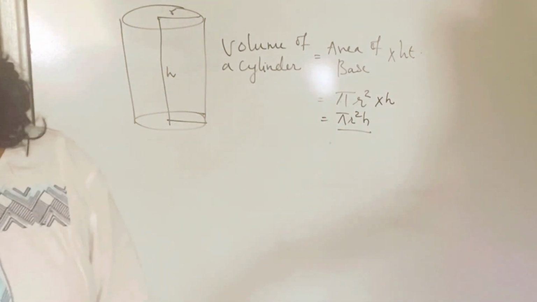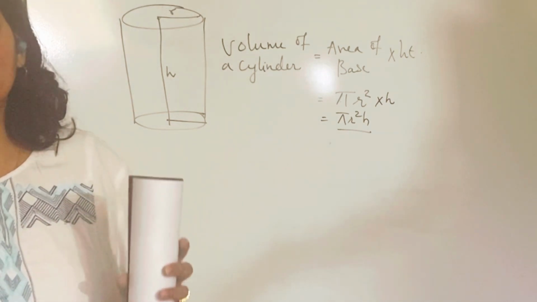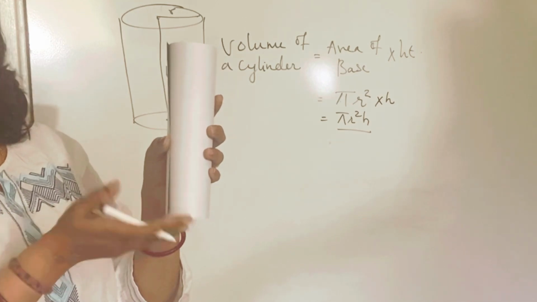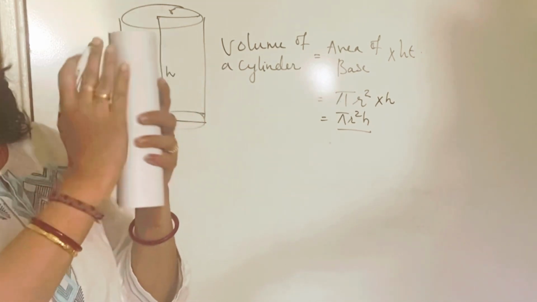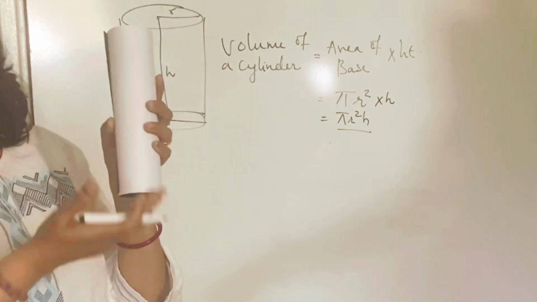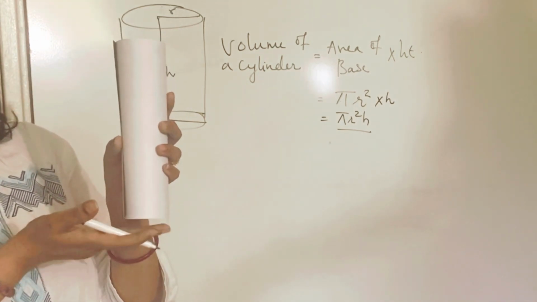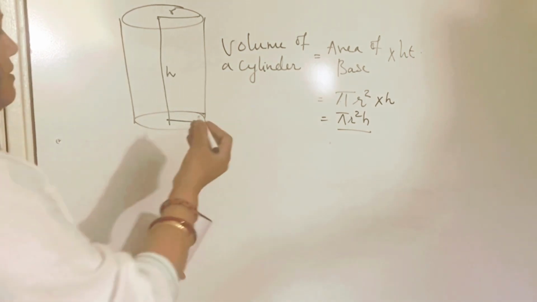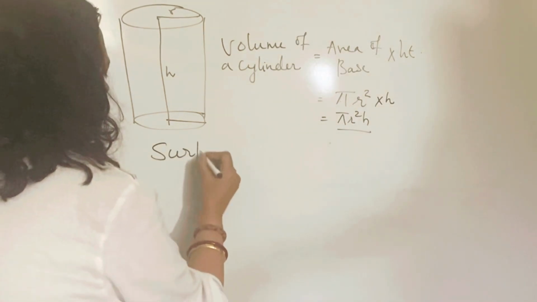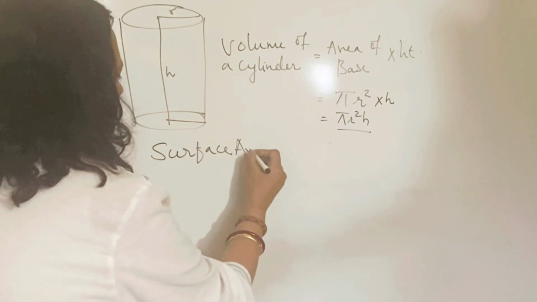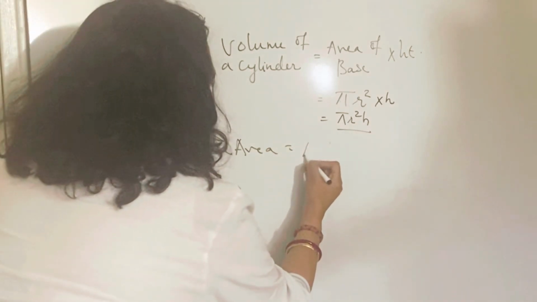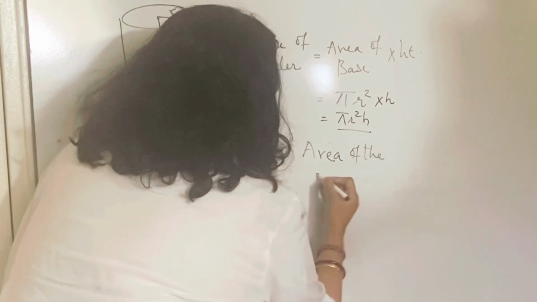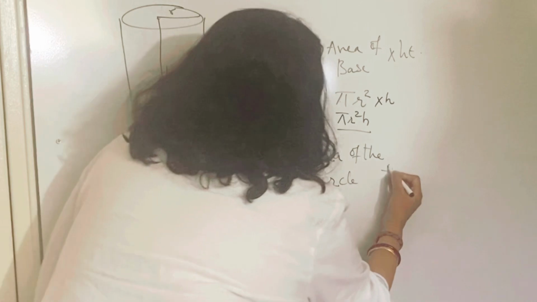Now if we have to find the surface area of the cylinder, what do we understand by surface area? If this is our cylindrical figure, it is the area at the base, the area on the top, and the total curved surface area. So it has two circles at the top and bottom, and also the curved surface area. So the total surface area of this cylinder will be equal to the area of the circles plus the curved surface area.